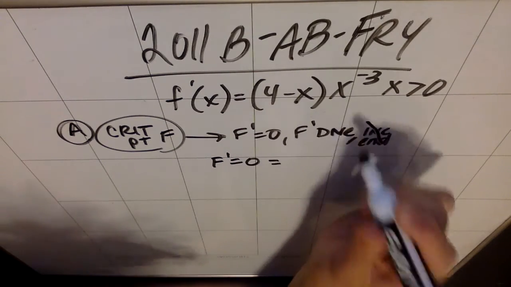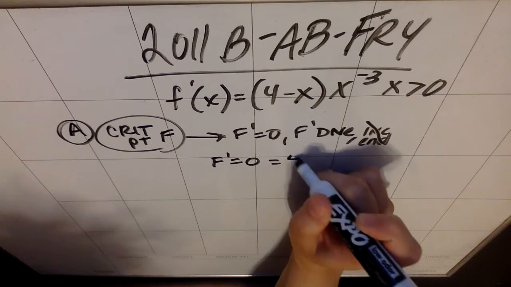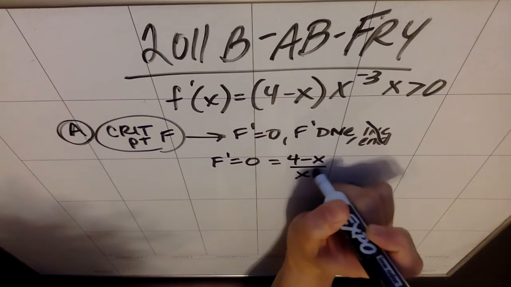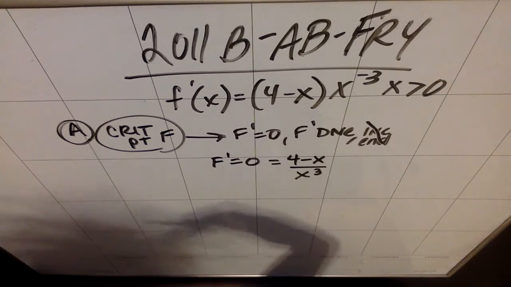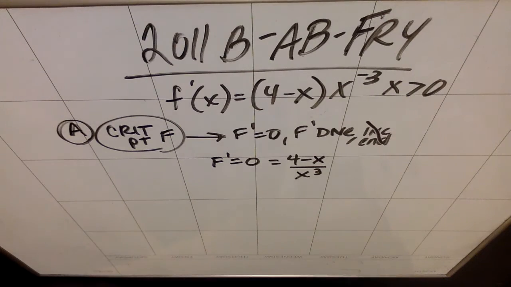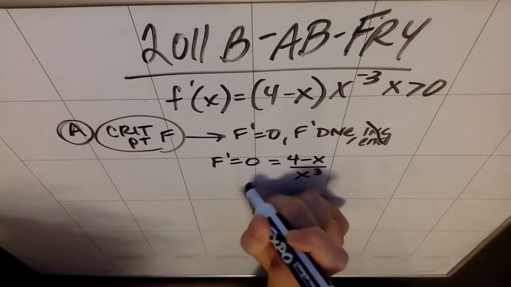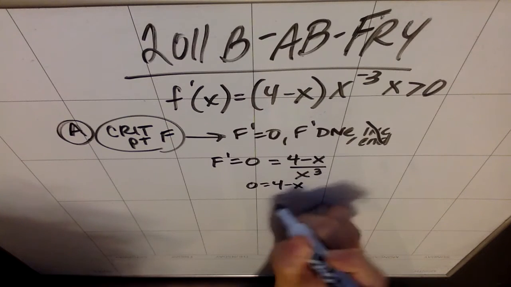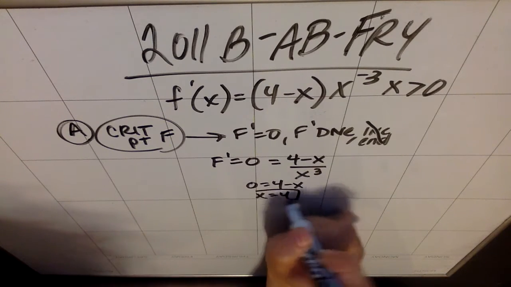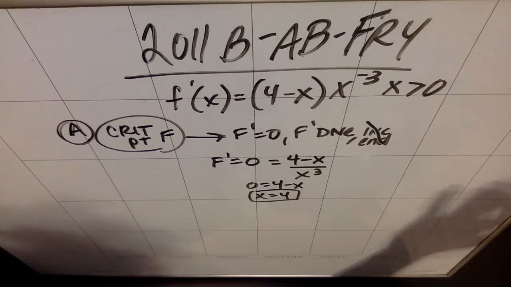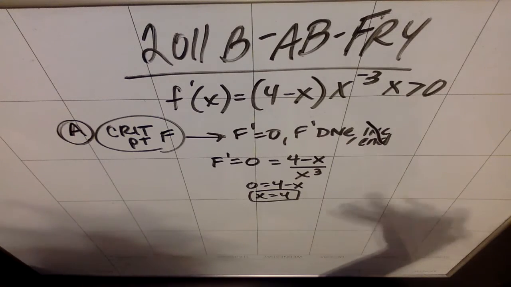If we set this thing, which is actually a fraction, 4 minus x over x cubed, equal to 0, well, a fraction equals 0 if the top of the fraction is 0. If I multiply this x cubed over, it would disappear. So essentially 0 equals 4 minus x, so x equals 4 would be that critical point.